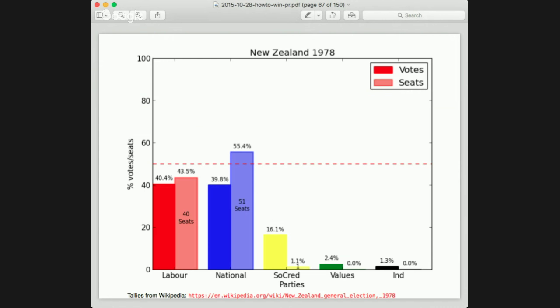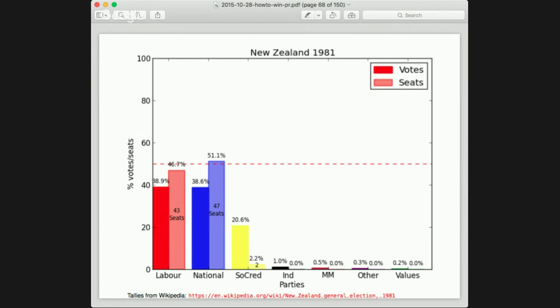But okay, it only happens once in a while. No worries. Oops, in 1981, their very next election, it happened again. And this made Labour pretty mad. It also made the social credit supporters pretty mad because they got 20% of the vote and 2 seats, right? That's even worse than the Green Party.